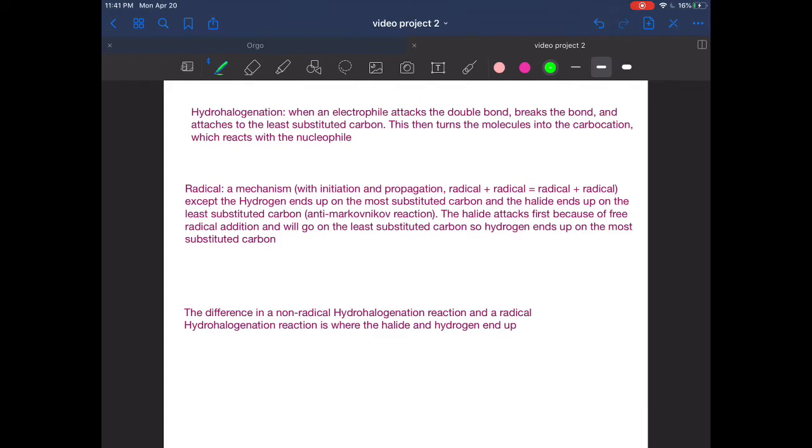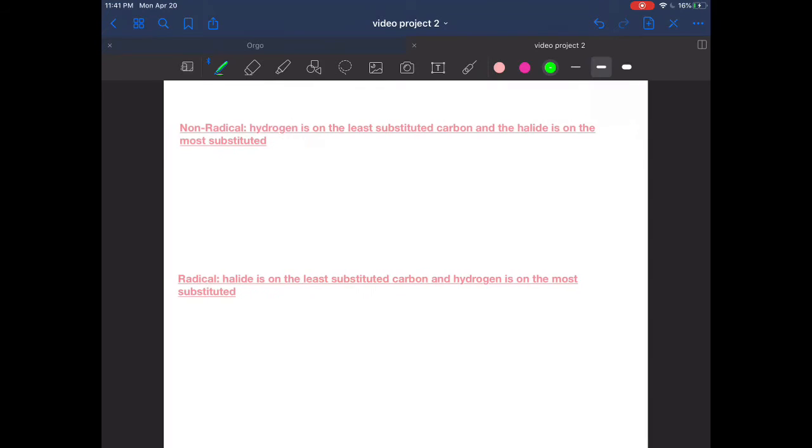The major difference in a non-radical hydrohalogenation reaction and a radical hydrohalogenation reaction is where the halide and hydrogen end up. In a non-radical reaction, the hydrogen will end up on the least substituted carbon, and the halide will end up on the most substituted carbon. In a radical reaction, the halide is on the least substituted carbon, and the hydrogen is on the most substituted carbon.